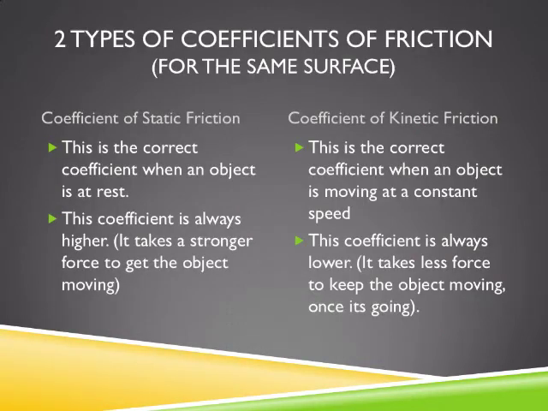So, before we move into some free body diagram problems, there's two things you need to know. There are actually two types of coefficients for every single surface. Like the table that you were working at, or the piece of carpet, or whatever. They each have two coefficients of friction. The first coefficient of friction is the coefficient of static friction.